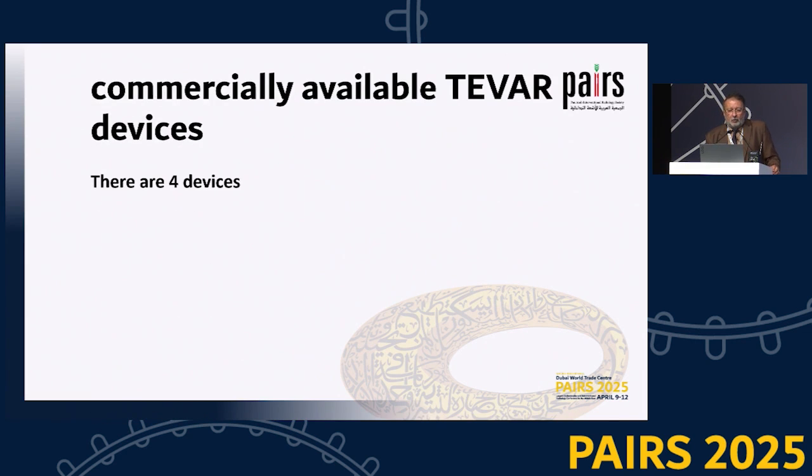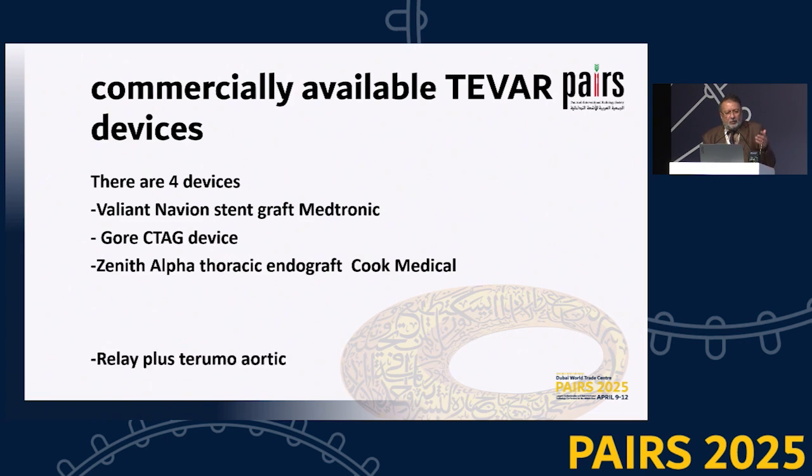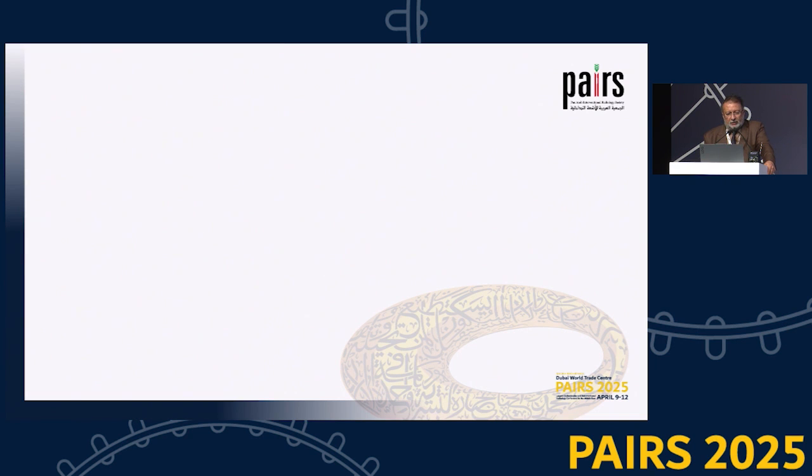So commercially available TEVAR devices do not really address the distal landing zones. I hope for a device with a proximal configuration to cover all the arch and a distal configuration to cover the distal landing zones, but we don't have one. These are the devices that we have: Valiant, Bentley, Gore, Zenith, and Relay by Terumo. None of them address the distal landing zone. So at the moment, we have to do it ourselves. We have to do the puncture ourselves.